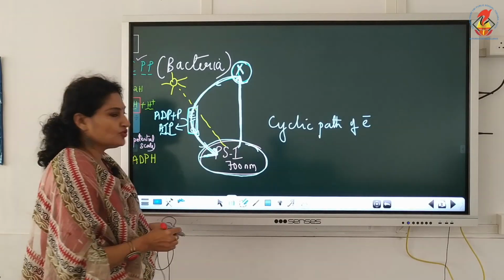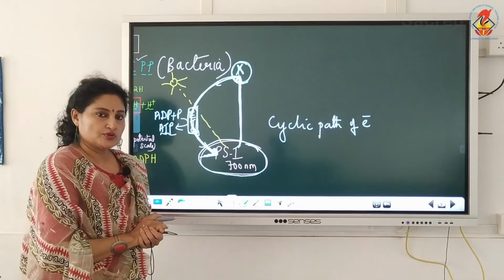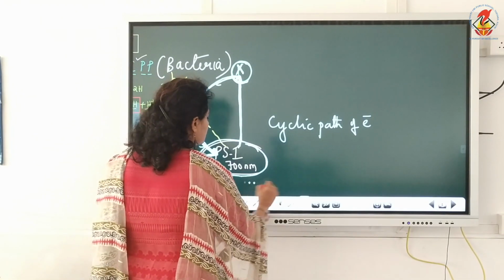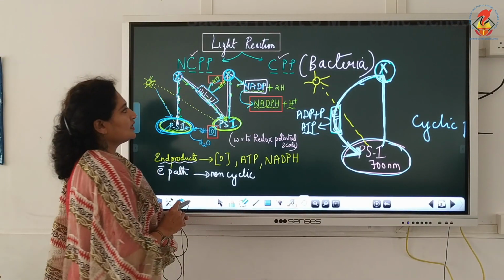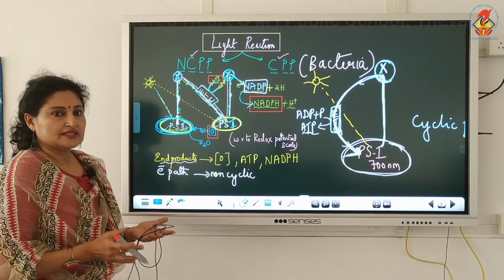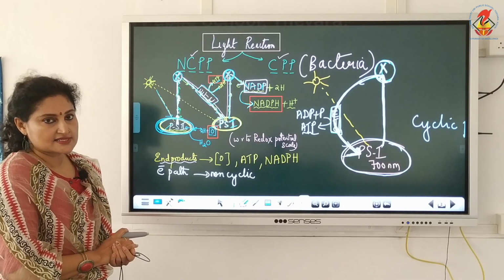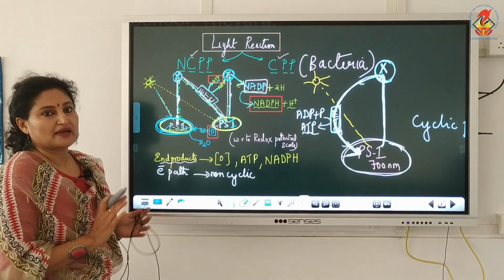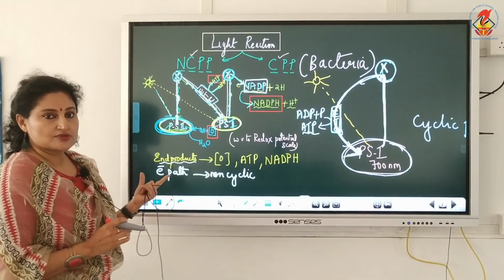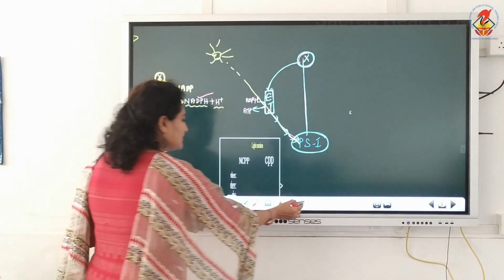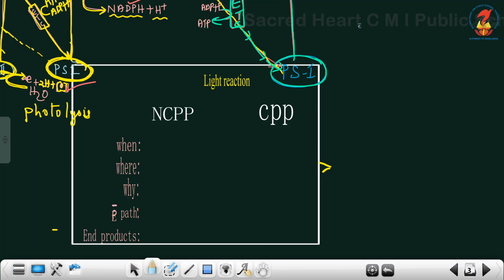So, these are the two types of light reactions, NCPP and CPP. Both are light reactions but need not occur in the same organisms. NCPP is very common in plants and CPP is only in bacteria. But in plants also, besides NCPP, even CPP can operate. Now, we can give the difference. I have given already the parameters for NCPP and CPP when it occurs.